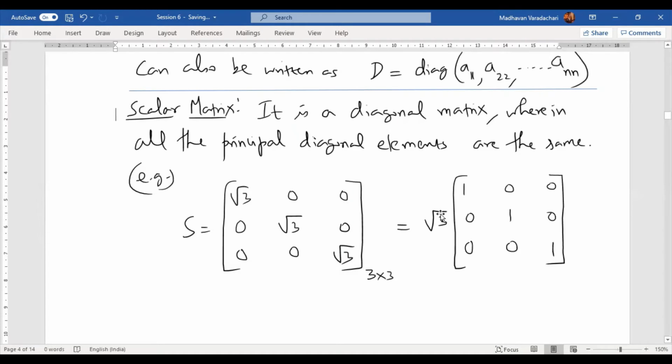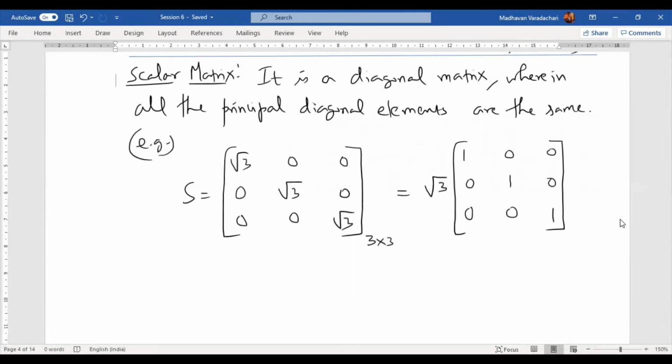Actually, when I took the square root of 3 outside, it means that the square root of 3 will be multiplied to each element. So root 3 into 1, you get root 3. Root 3 into 0, you get 0. Root 3 into 0, you get 0. Means this can also be written like this. We will see what this matrix is in our next definition.